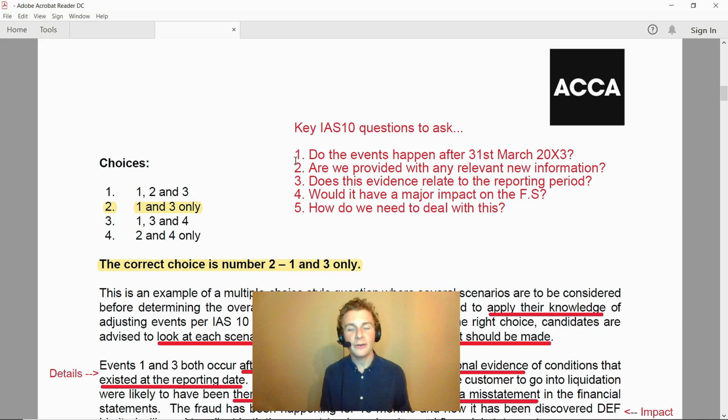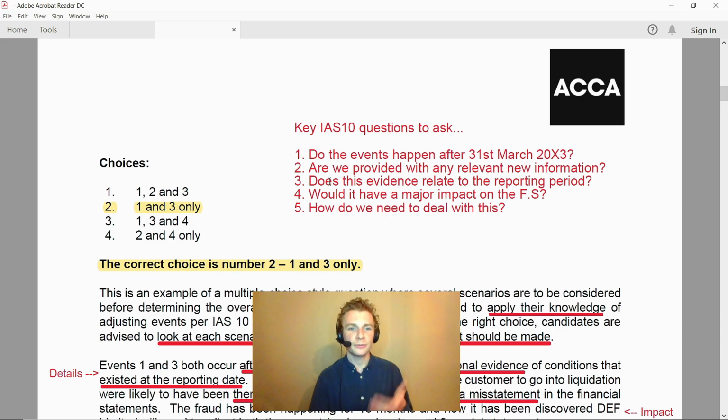Would it have a major impact on the financial statements? Now, that is one of the key things you have to ask yourself. Well, is it adjusting or is it not? And then finally, 5, how do we deal with this? Do we disclose it? Are we going to be adjusting? This is where we're going to work it through at the bottom. You can see some of my notes poking through along with the actual answer on here.